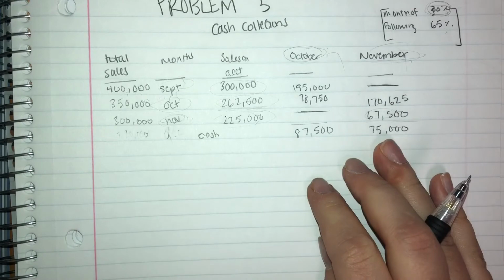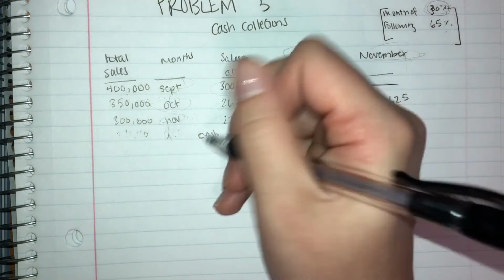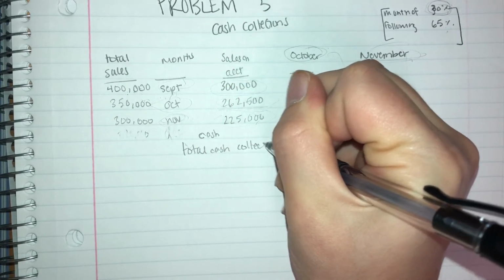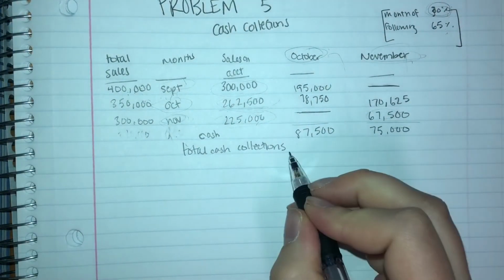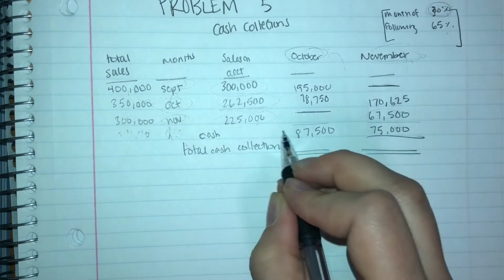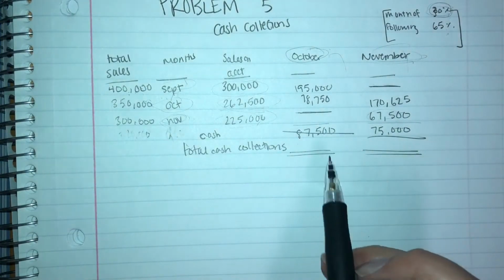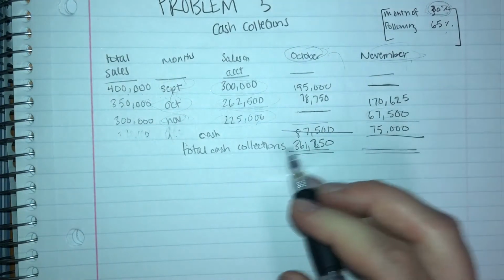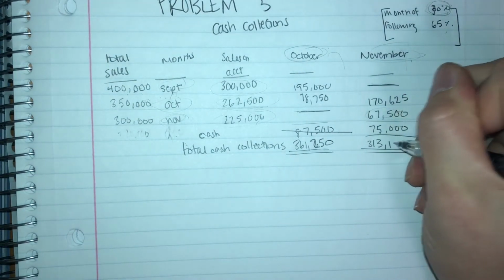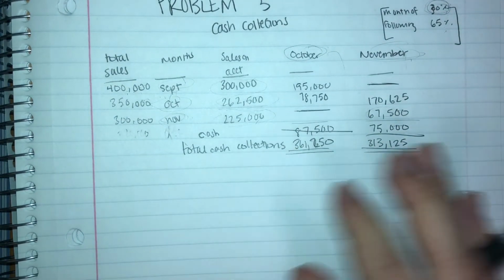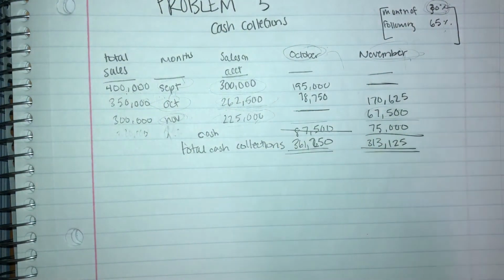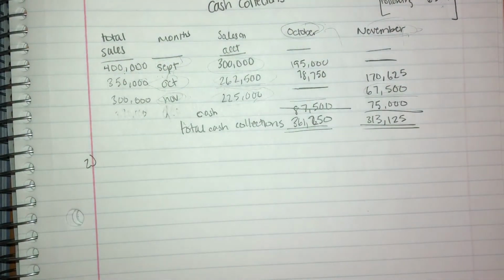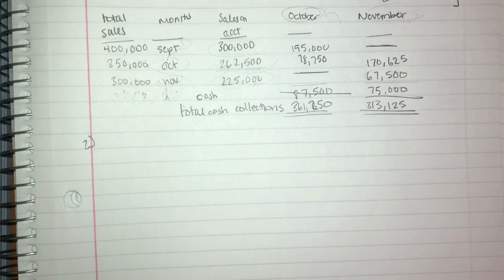So now we want to sum everything up for our total cash collections. Okay, so if I sum everything up, I get 361,250 and 313,125. So that gives me my total cash collections for October and November. Now, part 2 asks us about the balance of accounts receivable on November 30th.